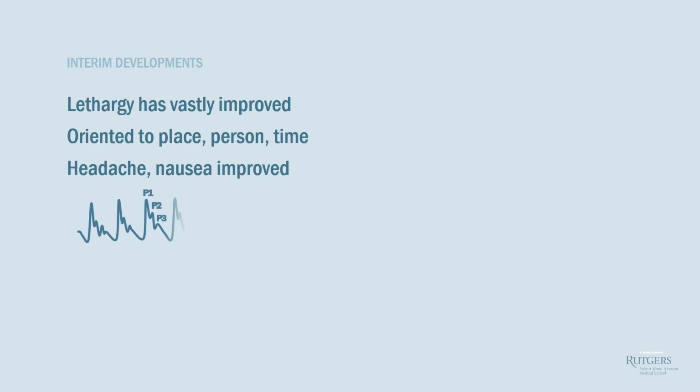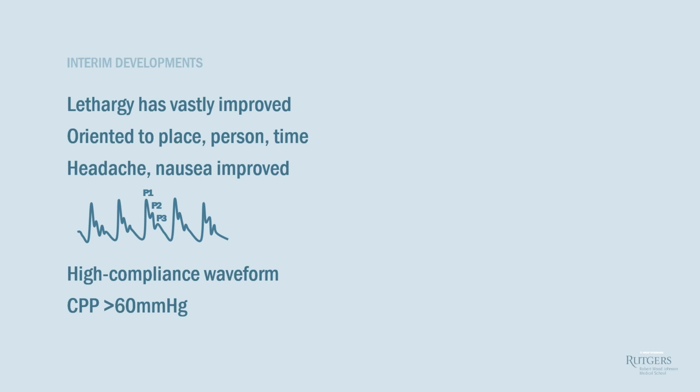The ICP tracing waveforms on the monitor are now consistent with high compliance. P1 is higher than P2. Cerebral perfusion pressure is staying in the above 60 millimeters of mercury range. Pat yourself on the back. You did it.